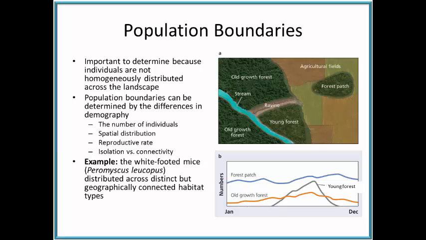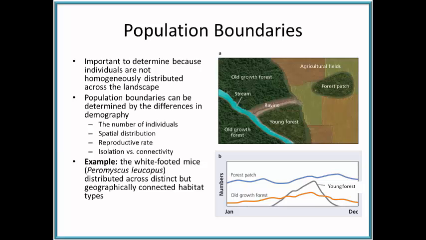They are often, as we'll see, clumped together. Population boundaries can be determined by differences in demographic characteristics, that is, demography. They can be the number of individuals, the spatial distribution of those individuals, the reproductive rate of individuals in the population, or even the way the population is isolated or connected to one another.